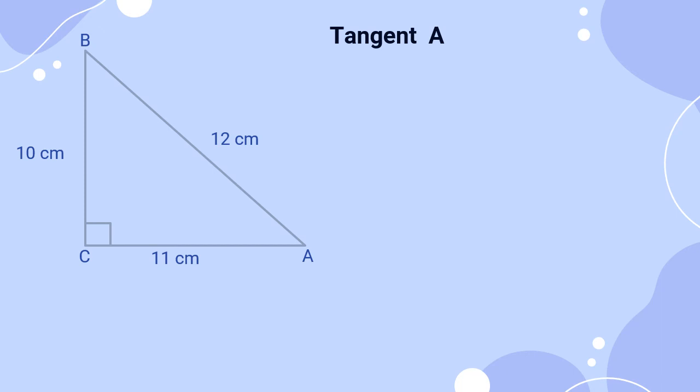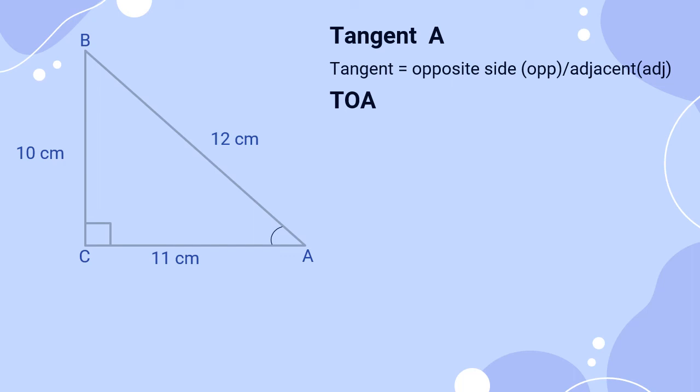Next, let's have the tangent A. Since we're finding A, the formula of tangent is opposite side over adjacent. So TOA, which is opposite over adjacent. The opposite side is 10 and the adjacent is 11. Therefore, tangent A is equal to 10 over 11 centimeter.